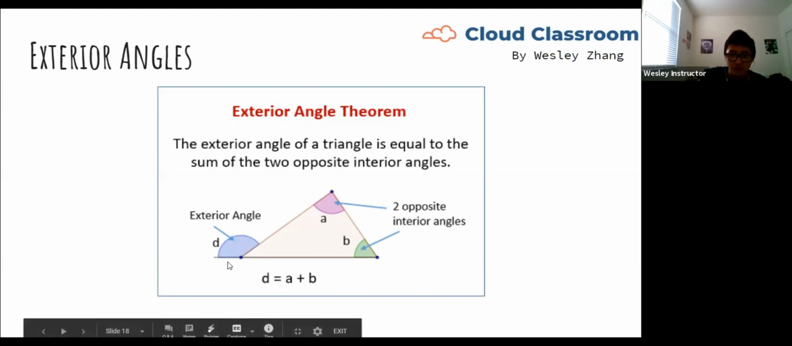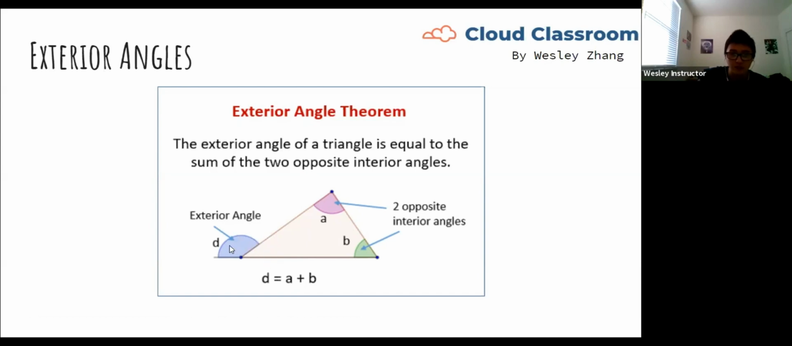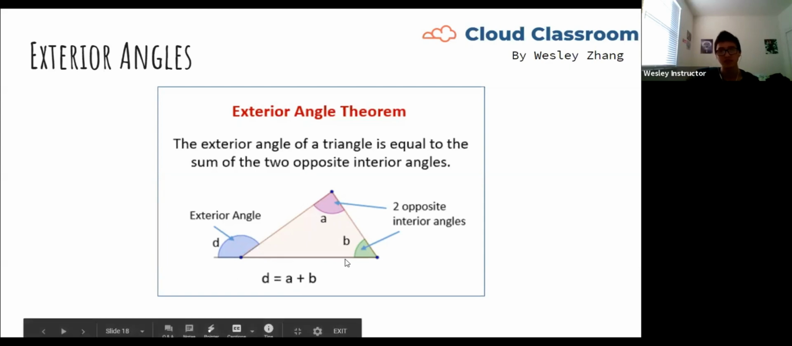We know this is true because the interior angle directly next to angle D, we know that 180 minus D is this angle. But we know that all the interior angles of a triangle also add up to 180 degrees. So that's how we get this equation.